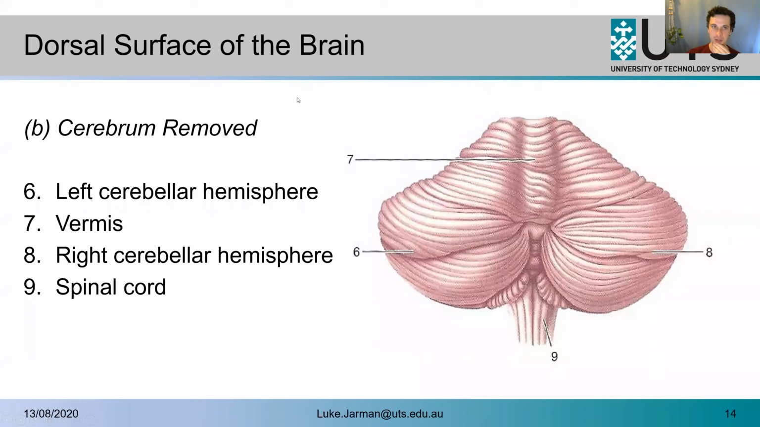This is continuing on the dorsal surface of the brain. It's just removed the cerebral cortex. So you actually have two hemispheres of your cerebellum, your left and right. 7 is your vermis and 9 is your spinal cord. Your spinal cord attaches to the bottom of the cerebellum.